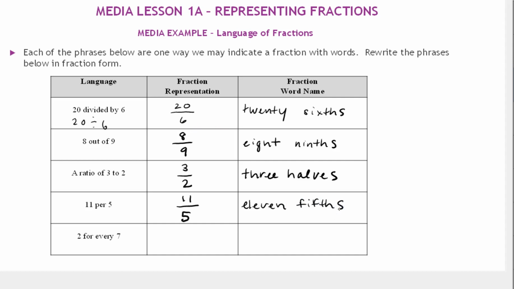And finally, we have 2 for every 7. So maybe you have 2 hot dogs for every 7 cookies you eat. So this would represent the fraction 2 over 7, and the fraction word name is 2 sevenths. So in the next few videos, we're going to discuss all these different types of language and how they're represented in context so we can make more sense of them.